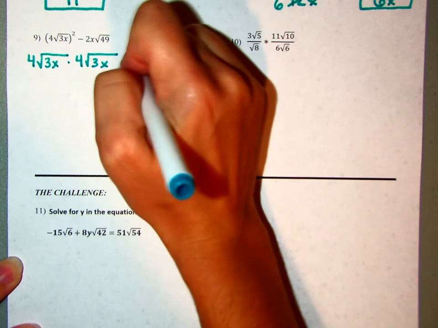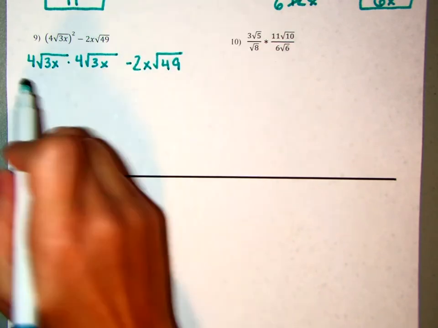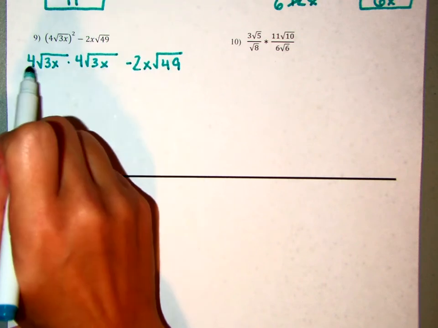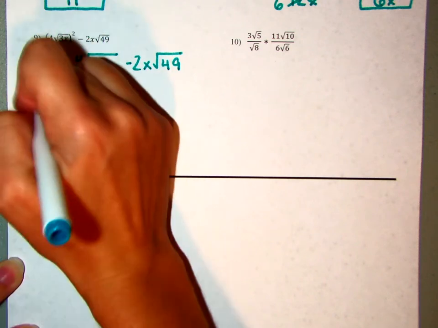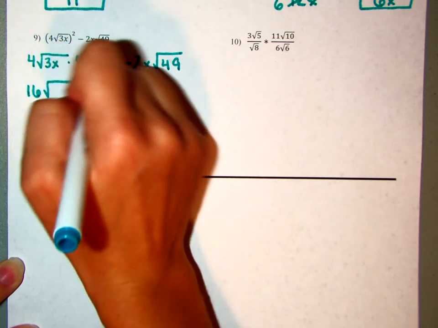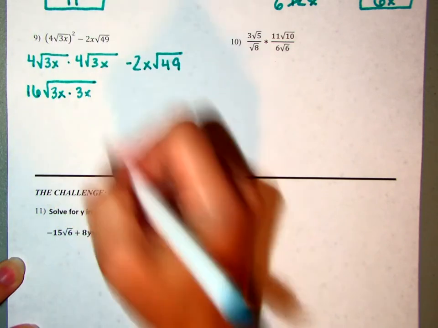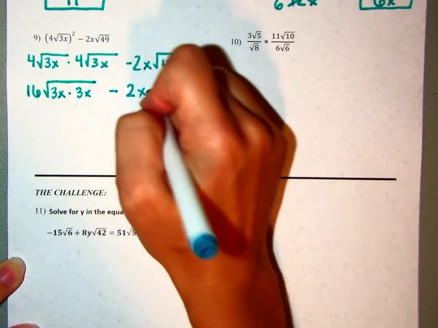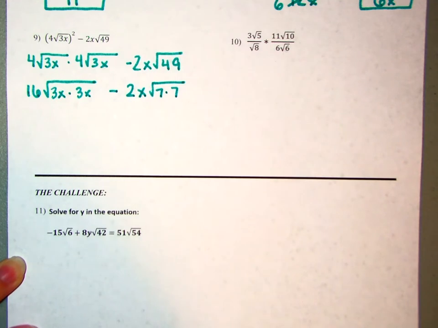Then we still have this minus 2x square root of 49. Alright, so let's go ahead and multiply next, because that still comes before subtraction. When we multiply the outside, so that would be 4 times 4, which is 16. Square root of, we multiply the inside, so that's 3x times 3x. And then we still have this minus 2x square root of 49, which is 7, or you can think of it as 7 times 7 when you break that down.